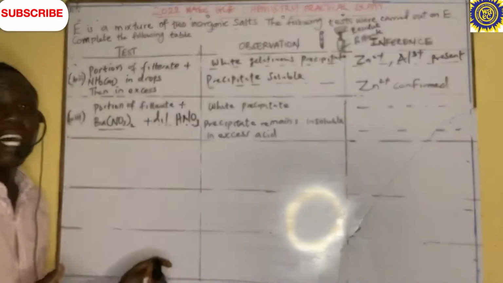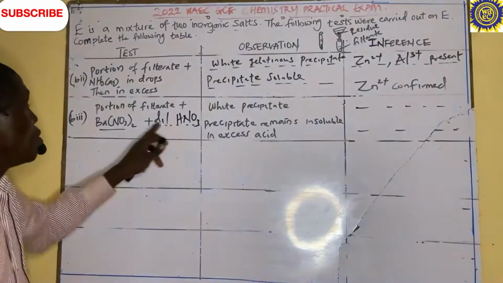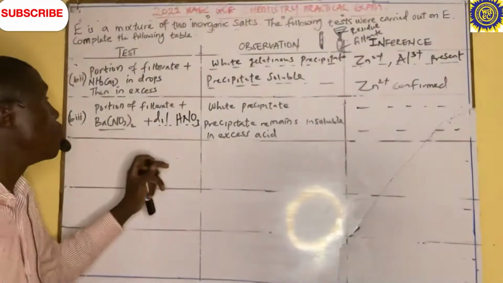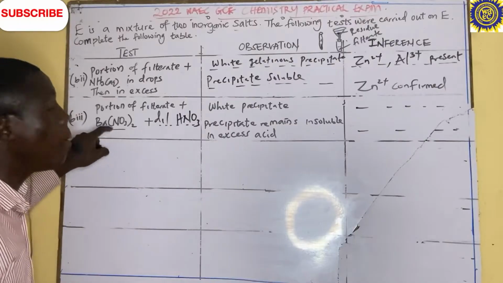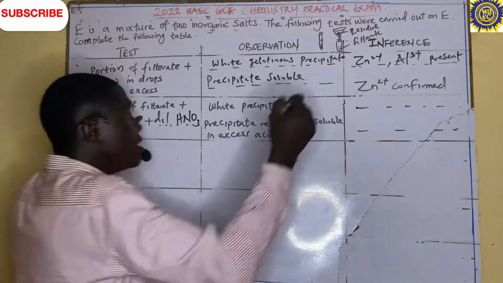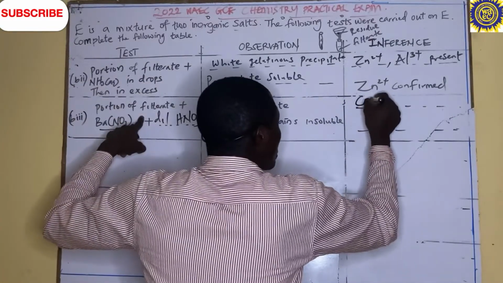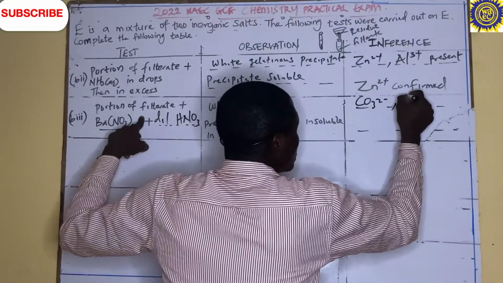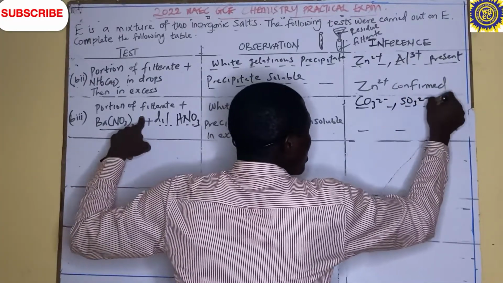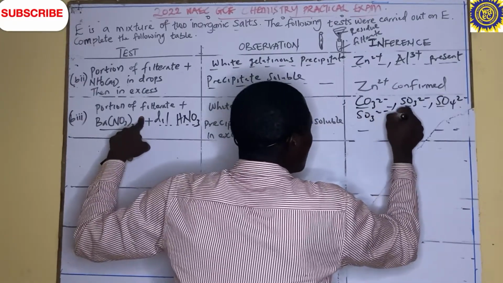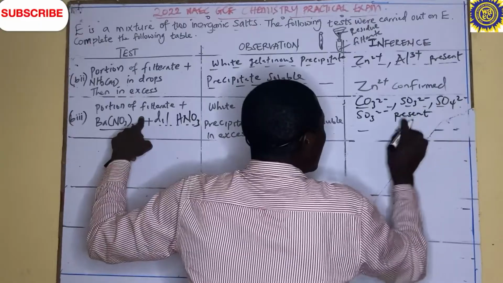And these two solutions are used to test for the anion of a particular substance or sample. So when you add barium chloride or barium nitrate with HNO3 to the filtrate, you are going to have CO3 2 minus, SO3 2 minus, SO4 2 minus present. These are the likely ions that can be present.